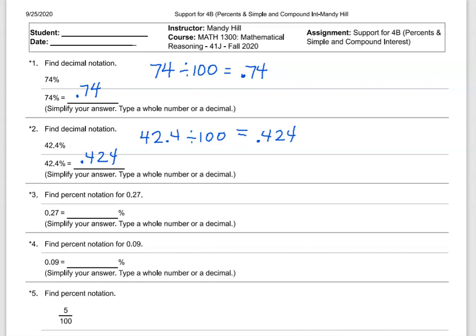Number 3, find percent notation. So they're giving us the decimal, so we're going backwards, right? So if we're going from the decimal to a percent, instead of dividing by 100, we're going to need to multiply by 100, which is also moving the decimal 2 places. But this time it's to the right, and it's going to be 27%. Okay.